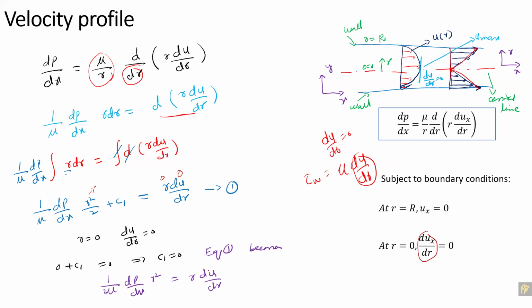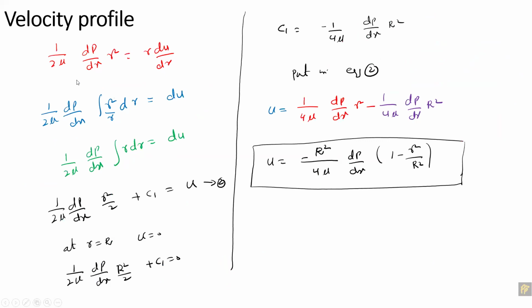So again, we have one derivative here, so we have to integrate again to get the value of u. This u is a function u of r that will define this curvature, this whole curve here. Okay. So if you want to find out this u of r, you have to integrate this equation once again. So again, we can write this equation this way, and then integrate, and you will get 1 upon 2 mu dp by dx into r dr is equal to du.